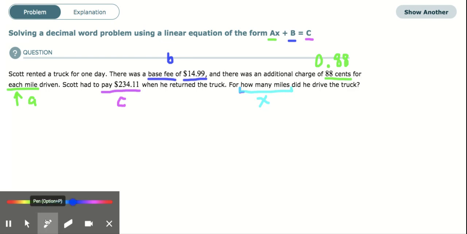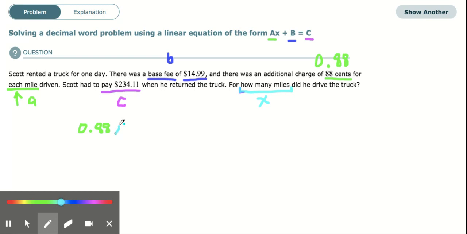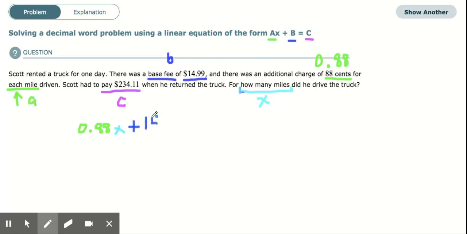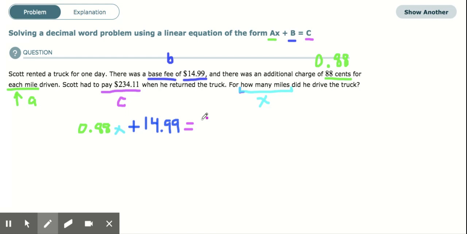So let's go ahead and plug in these values and let's solve for how many miles. So a, 0.88, x plus b, and if this was a negative value for some reason, like if you were starting underwater or if you were starting owing money, this could be negative technically, equals c. And your c value is $234.11.